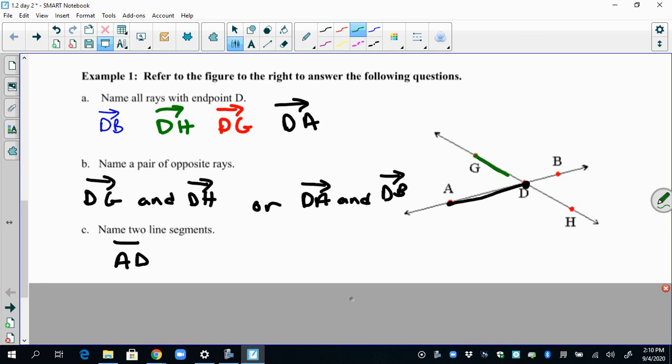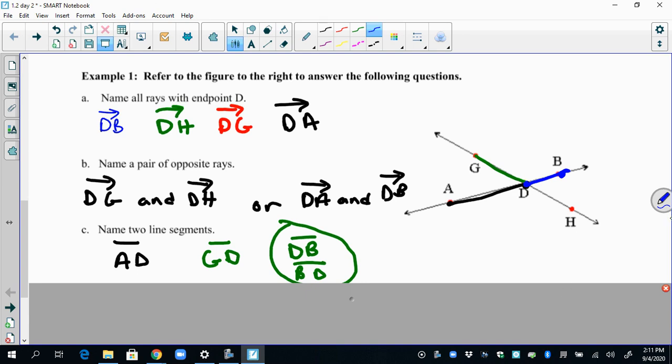You could go from G to D, segment GD. And I might point out on segments, order doesn't matter. If I said segment DB, segment BD is the same segment. Both of those represent going from D to B. I went a little bit too far on that line. So anyway, there's two examples.